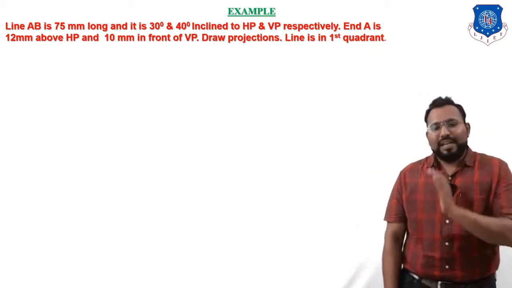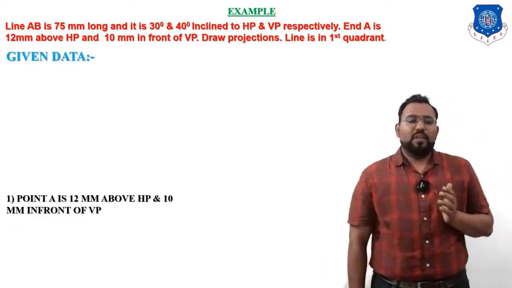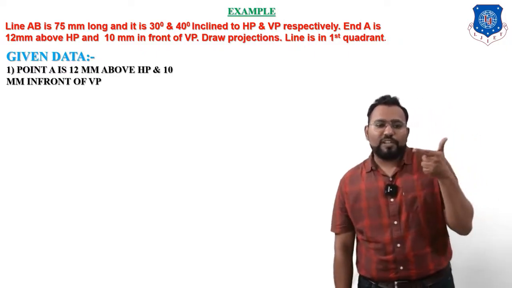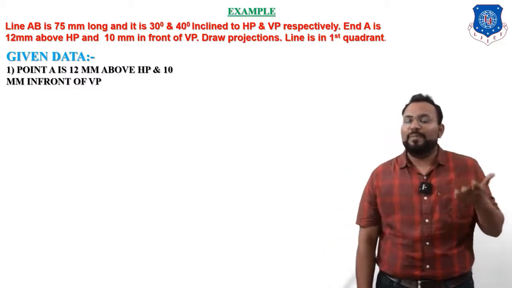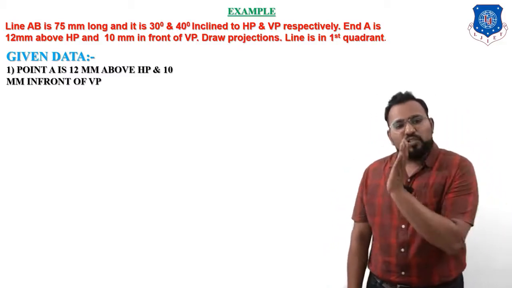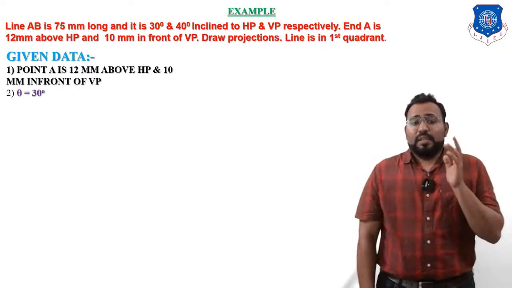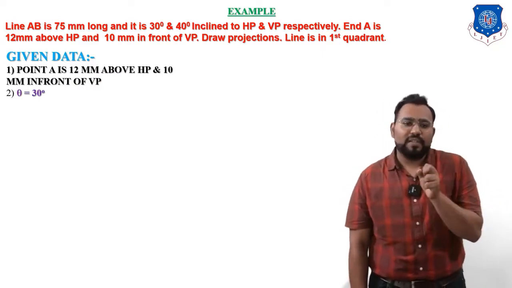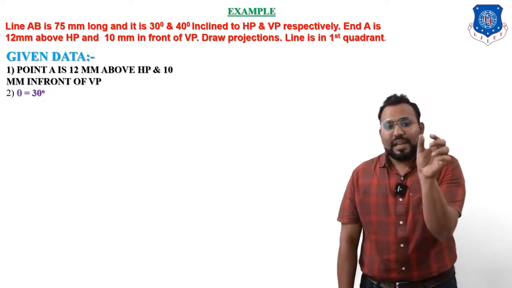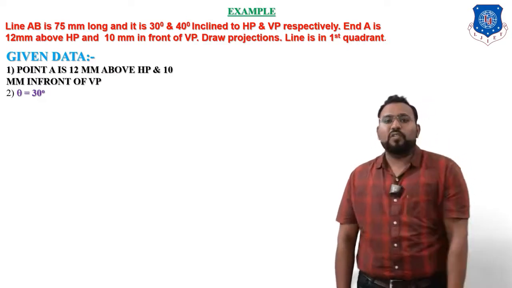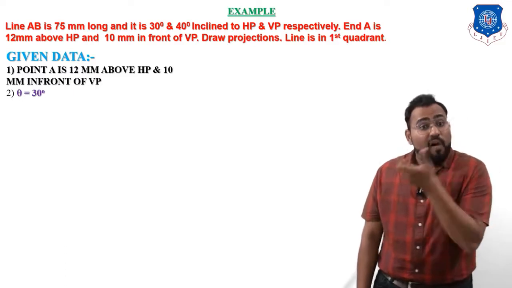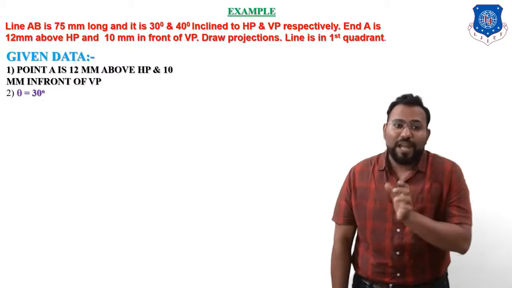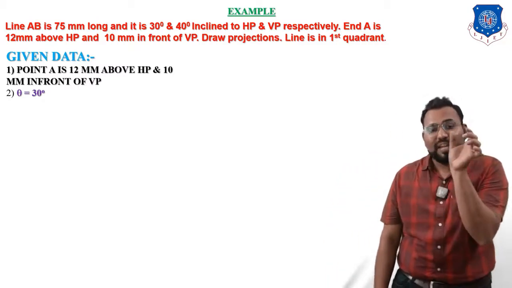So here the data is given, and we have to find the given data. First, the position of point A is given, which is 12 mm above HP and 10 mm in front of VP. That means point A is in the first quadrant. Second, the angle theta is given. Here I have written theta as 30 degrees. How have I written this? Read the first line: the line AB is 75 mm long. Here it is shown that the line AB is 75 mm long, which means he is talking about the true length. So here the true length is given as 75 mm.